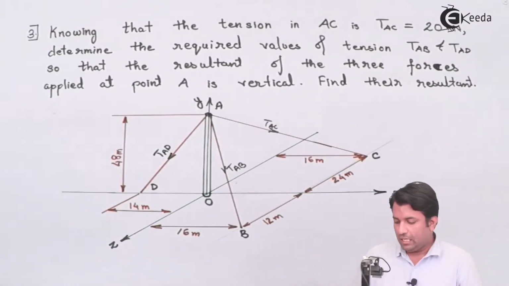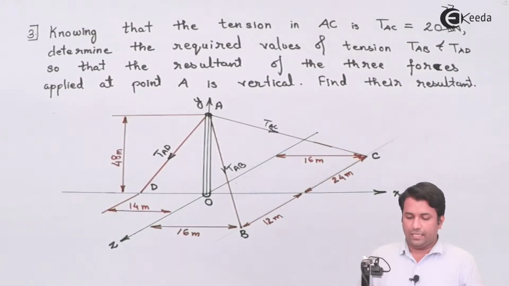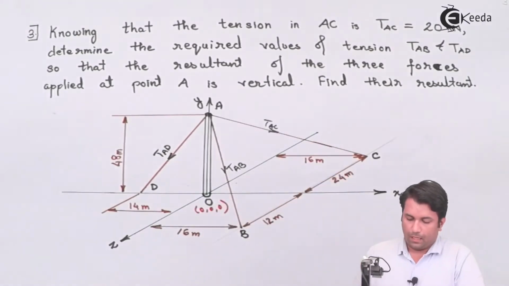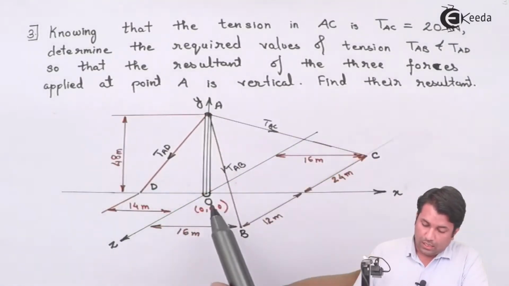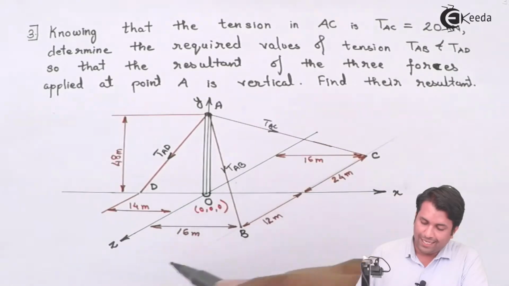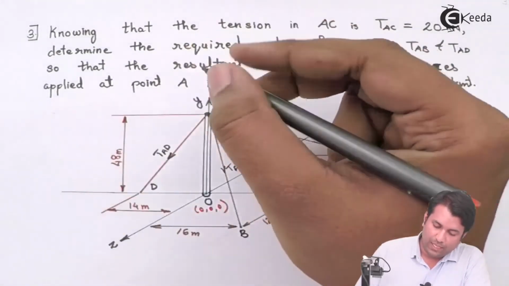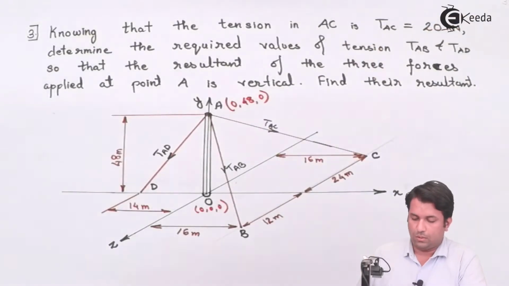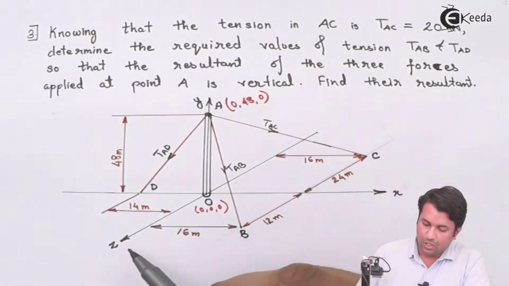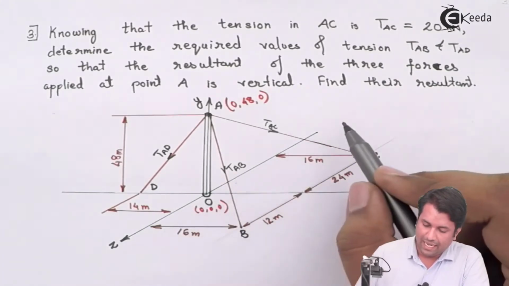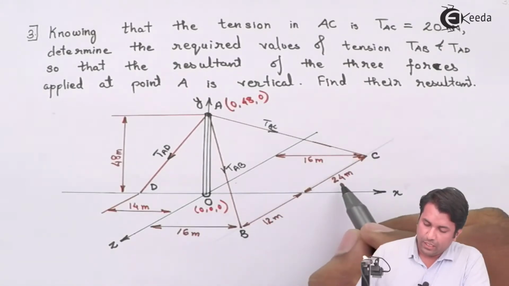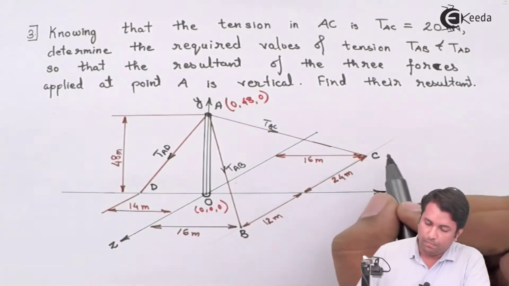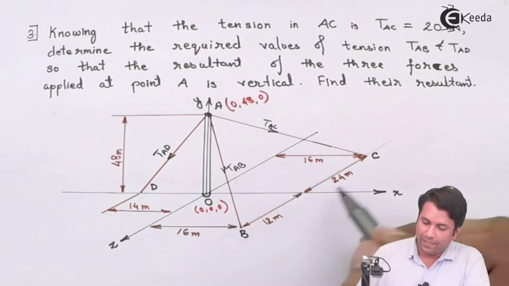So in this case, again, the first thing that we have to do is find out the coordinates. Now, origin will be 0, 0, 0. A is lying on the y-axis, so x and z coordinates will be 0. Y is given to me as 48. So 0, 48, 0. C is lying on the negative z-axis on the back side, so z coordinate will be negative 24. X coordinate will be 16, y coordinate will be 0 because C is lying in the xz plane.